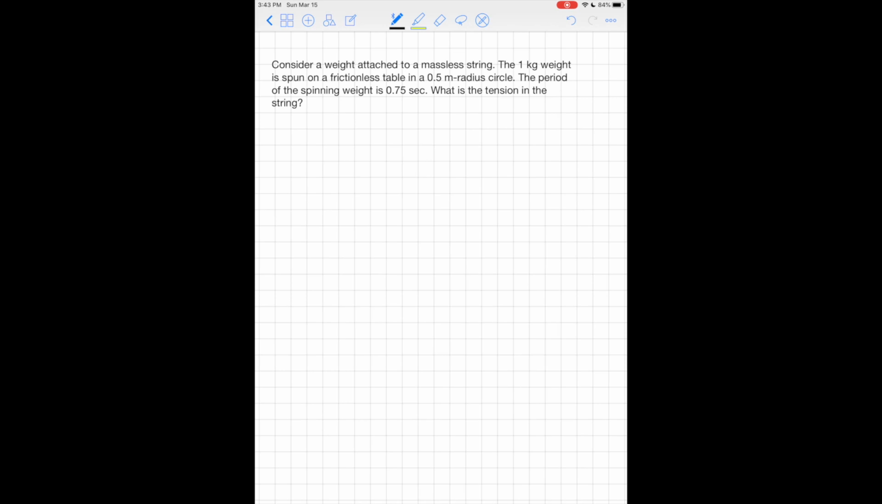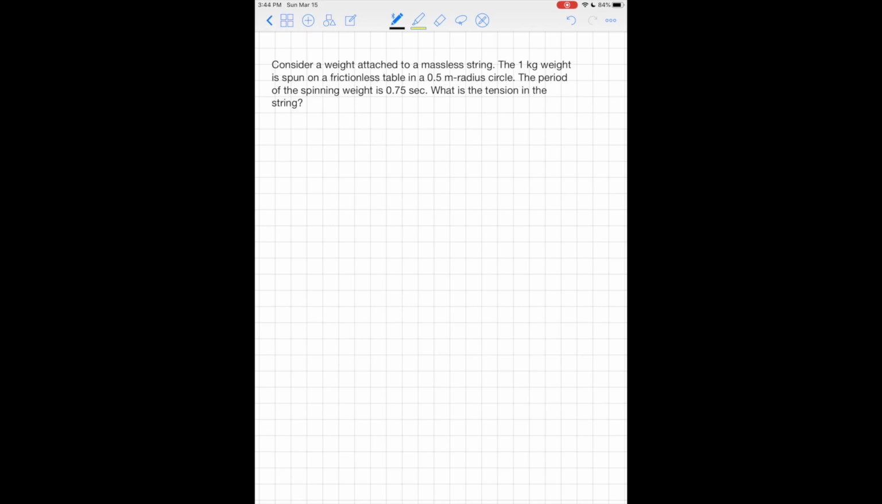So our example here is: consider a weight attached to a massless string. The 1 kilogram weight is spun on a frictionless table in a 0.5 meter radius circle. The period of the spinning weight is 0.75 seconds. What is the tension in the string?